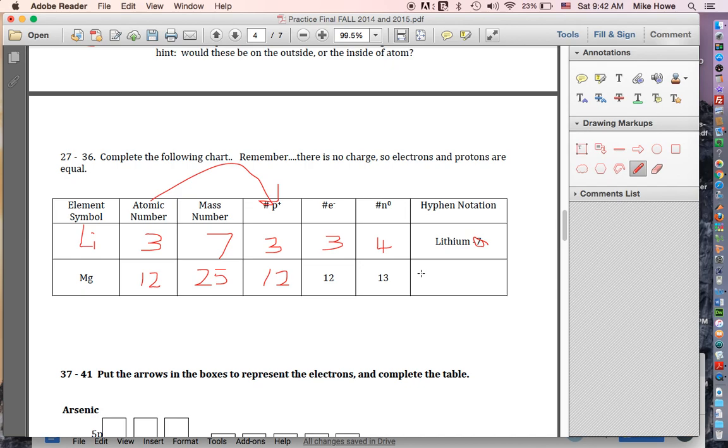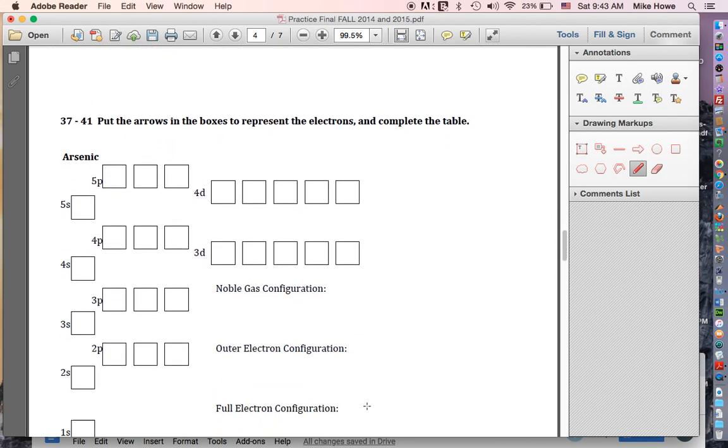And then over here, you write the name. It's tedious to write this out, so I'm going to do that. So that's magnesium and then hyphen 25, because you need to write the mass. There you go. Magnesium-25. That's a 25, obviously. All right, so now moving on.